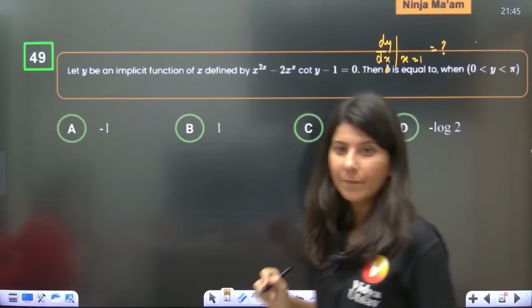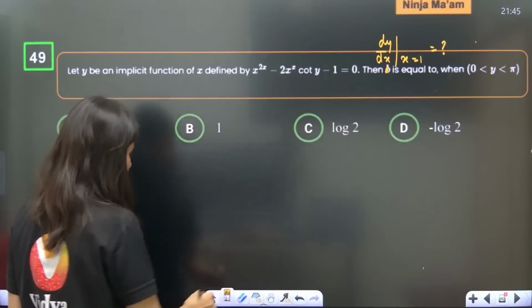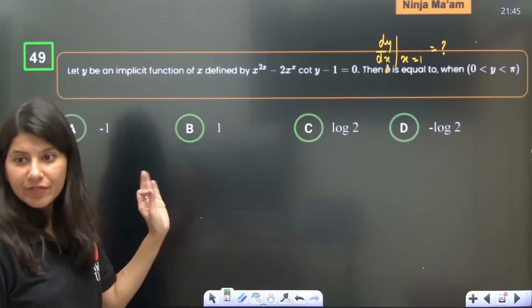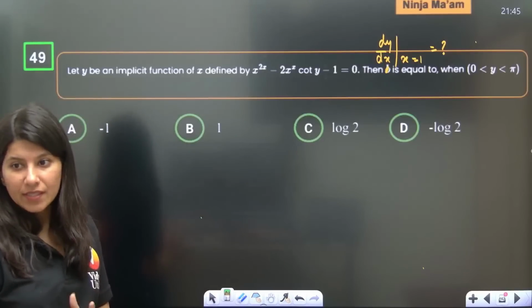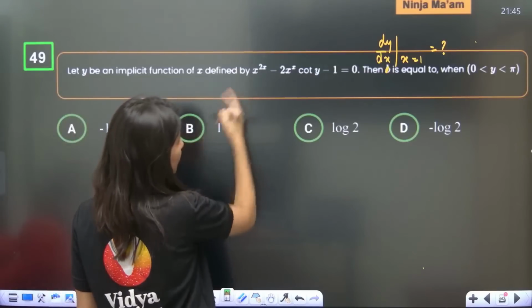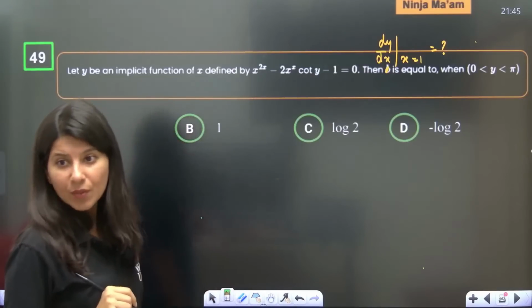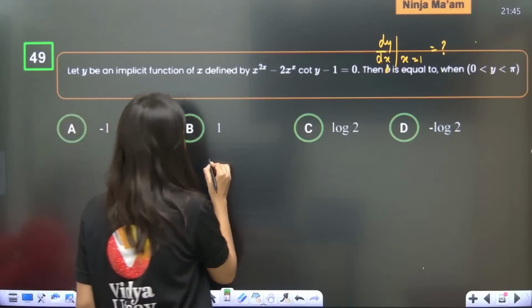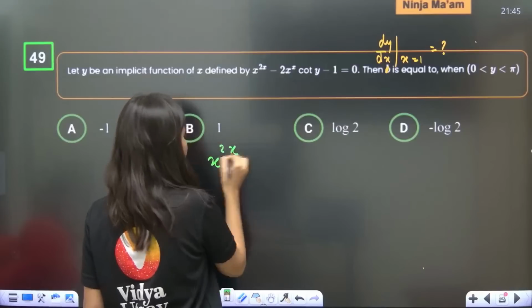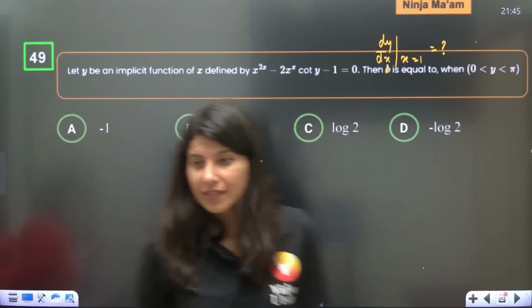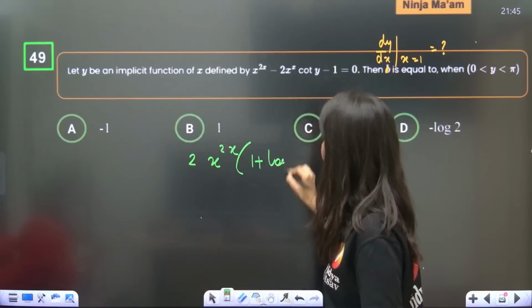Okay, so dy by dx. What we need to do is differentiate this with respect to x. The derivative of x power 2x. You know what is the differentiation of x power 2x? So the derivative of x power 2x will be x power 2x, times 2, times 1 plus log of x. Okay, how to differentiate it?